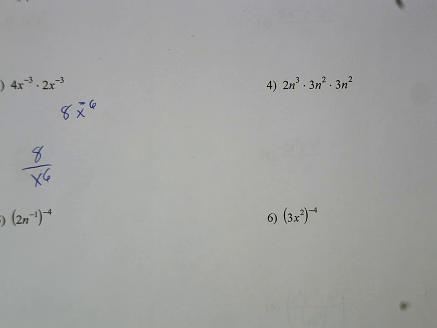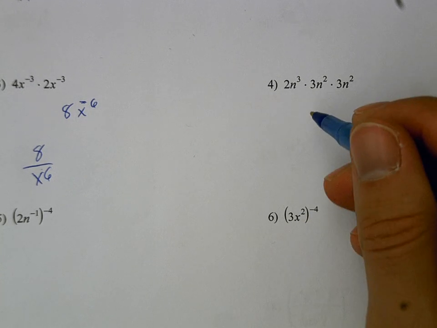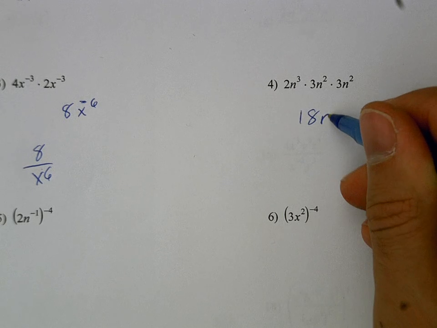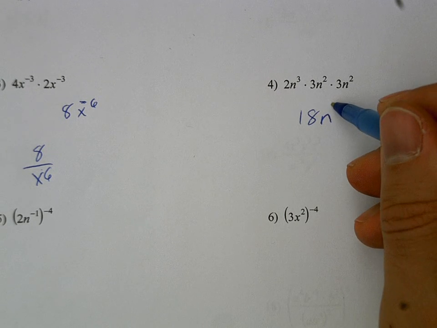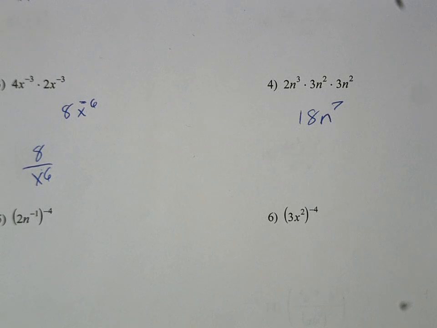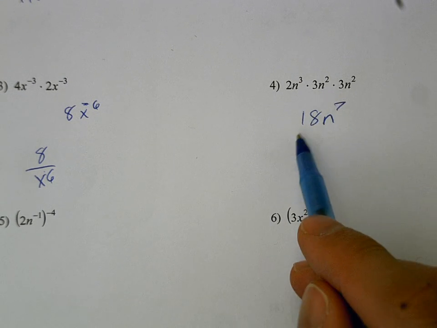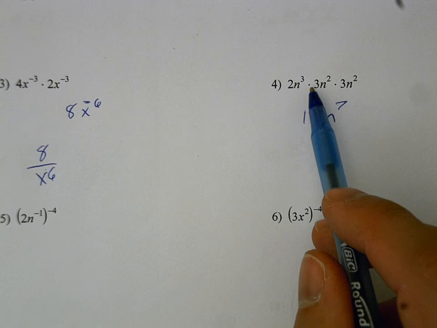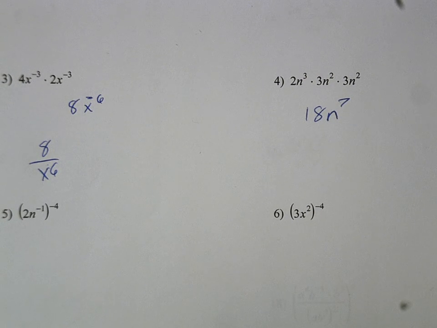Number 4, we've got 3 terms. I think you were able to hopefully figure out what to do there. Carson, what did you get for number 4? So you got 18 n to the what? The 7th power is perfect. 18 n to the 7th. So we're doing 2 times 3 times 3 gets us 18. And then 3 n's, 2 n's, and 2 more n's makes n to the 7th.